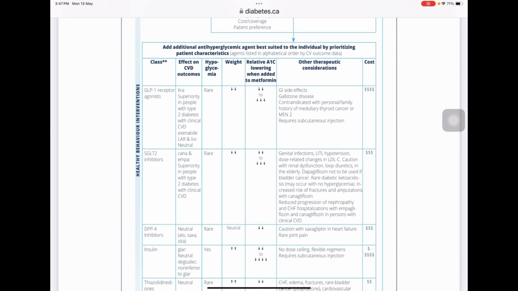So let's start with GLP-1. GLP-1 receptor agonists are liraglutide, with superiority in people with type 2 diabetes with clinical cardiovascular disease, exenatide, liraglutide. The risk of hypoglycemia is rare, and weight loss is seen. Relative HbA1c lowering is good. What are the side effects? Side effects are GI side effects, gallstones, contraindicated with personal or family history of medullary thyroid cancer, MEN2, and they require subcutaneous injection.